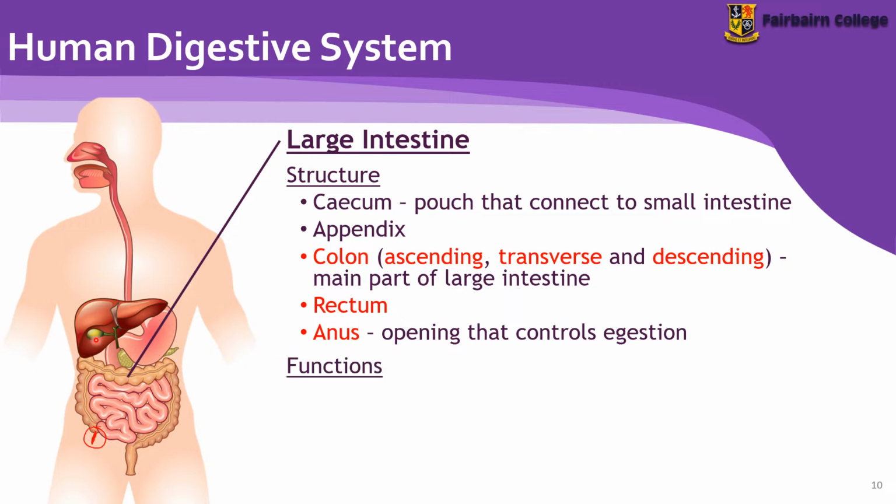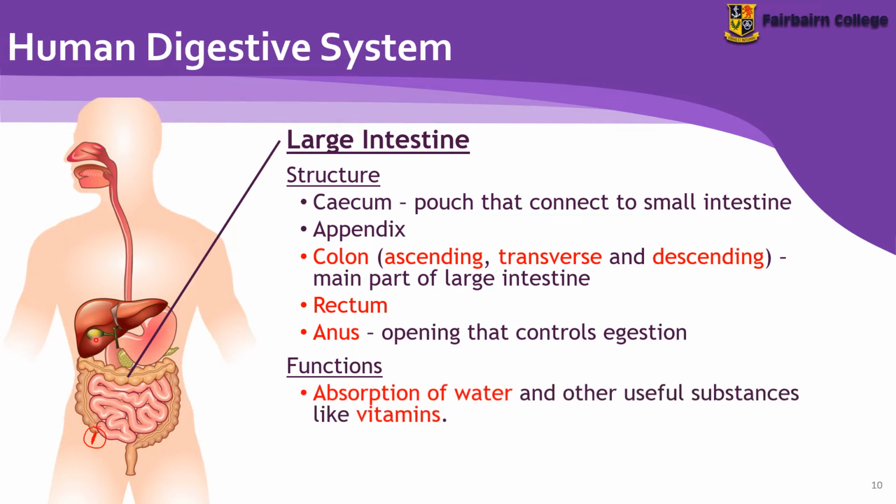So the function of the large intestine is mainly to absorb water and any other useful substances, like vitamins, that weren't absorbed by the small intestine. Since the large intestine absorbs a lot of water, the contents of the large intestine become dried out as they go along the large intestine. As a result, to help lubricate the movement of this undigested waste through the colon, mucus is secreted to allow the contents to move through more easily.